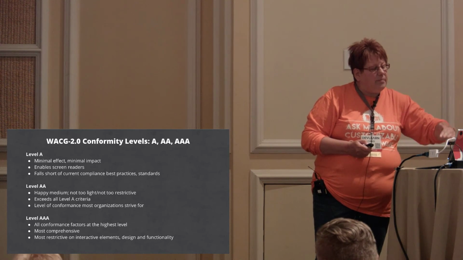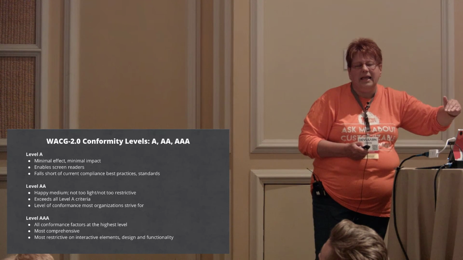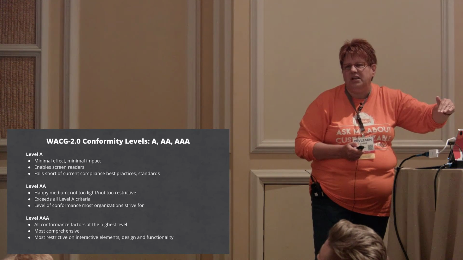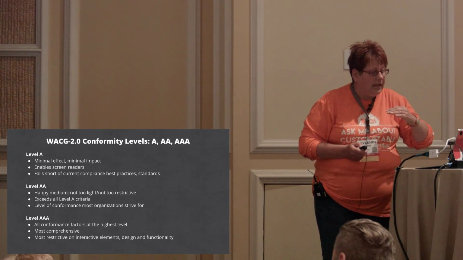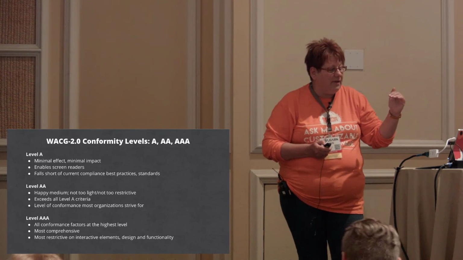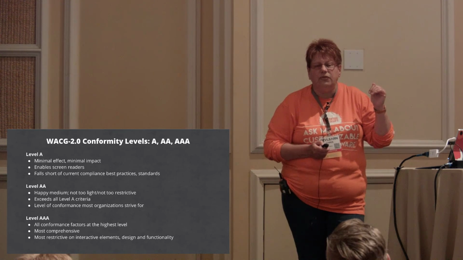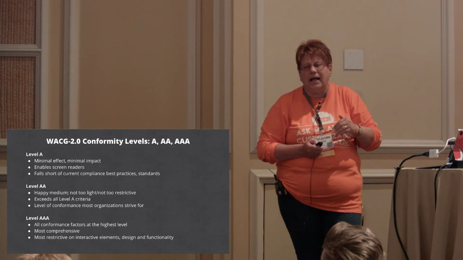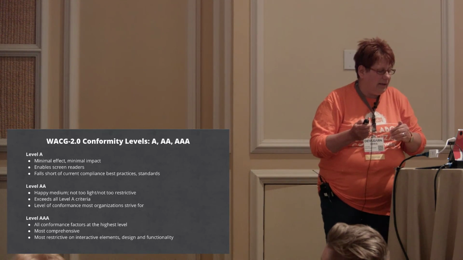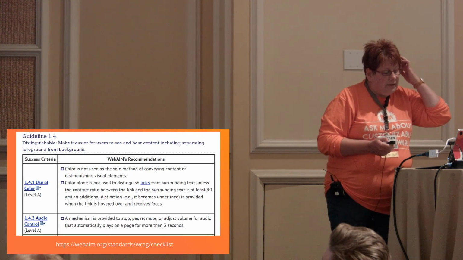Again, this touches on the difference between levels. An A is the basic that you're going to need to do for screen readers, down through the AAA, which is the most comprehensive, but is also the most restrictive. Most organizations do try to strive for a AA, and a lot of the best practices live in the AA. What does that look like?